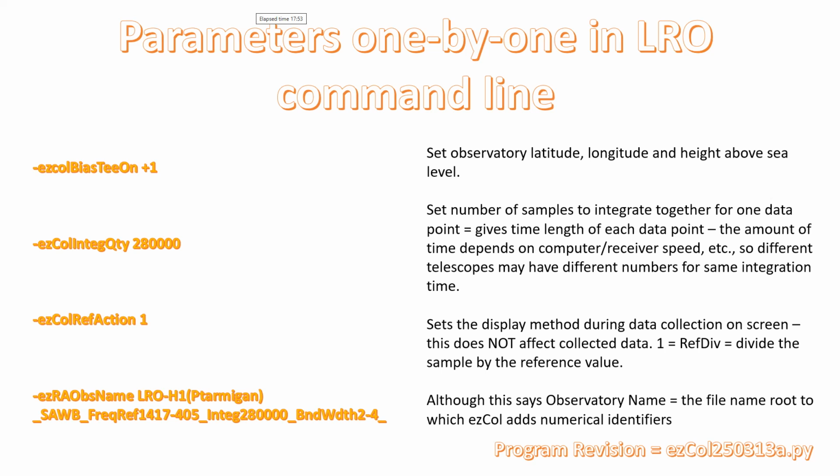EasyCol integ quantity actually tells the program how many samples to integrate into a single data point. In other words, it sets how long in time each data point is, whether it's half a second or 1 second or 2 seconds or a millisecond or whatever.